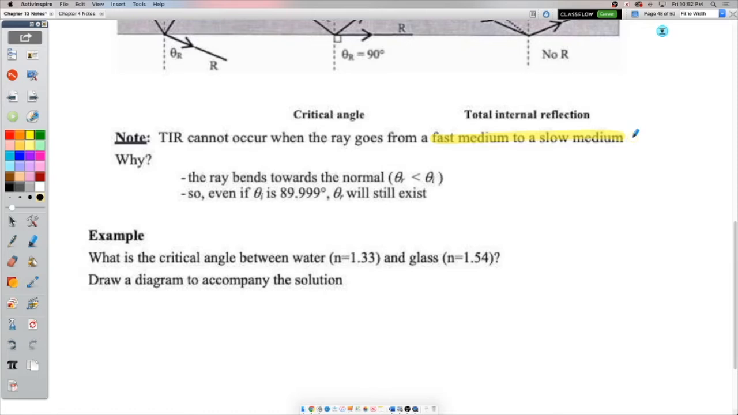So it doesn't matter what your theta I is, there's still a little bit of refraction. It's not going to bend to the point where it hits 90 and can't leave. It's bending towards the normal. So no matter what, as it's leaving, if there's your normal, it's going to speed up and bend towards the normal. So it bends more out of the surface. It's not bending into the surface like when it goes the other way.